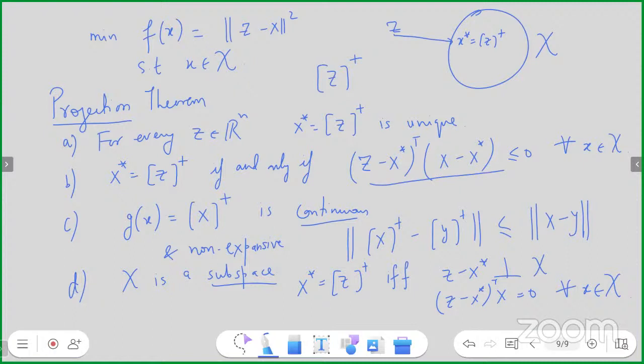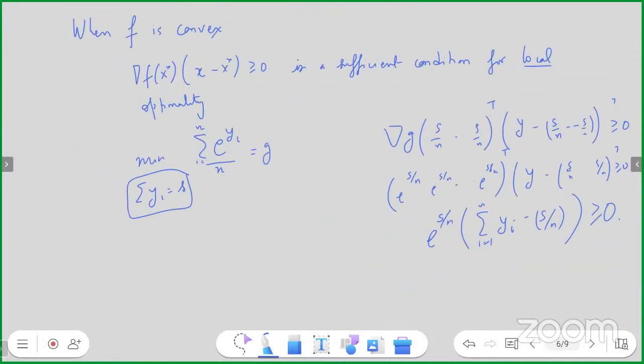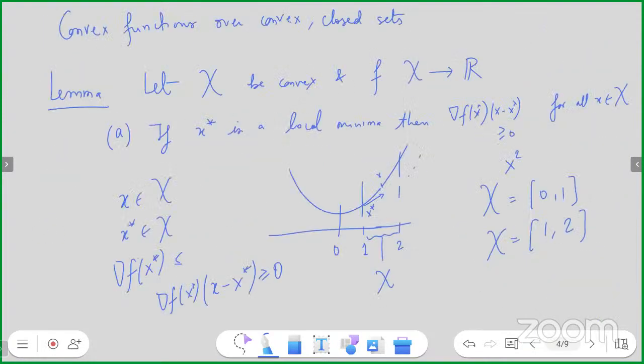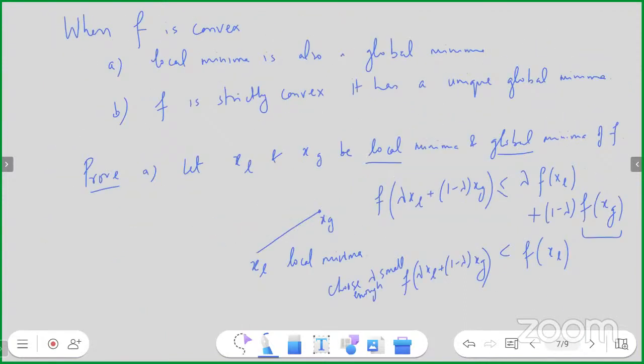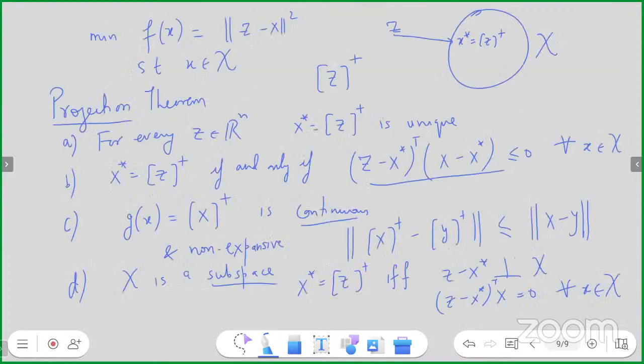The gradient of f. If X star is the local minimum, then this better be true. Okay, so what should I do there? The condition should be satisfied. So what is this quantity in terms of the gradient of it? Negative of the gradient.